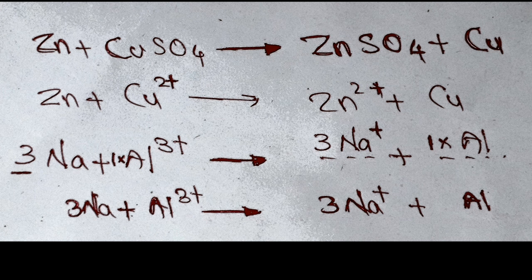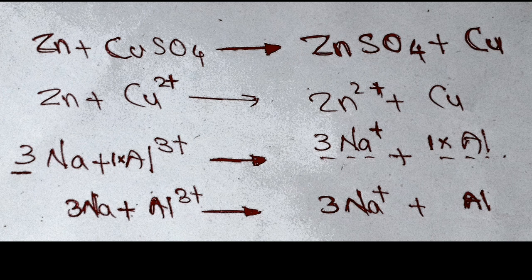See here some examples of displacement reaction. Zinc plus copper sulfate forms zinc sulfate plus copper. We can write its ionic equation. Zinc plus, in copper sulfate, Cu2+ and SO4 2-. Zinc plus Cu2+ gives, in zinc sulfate, Zn2+ and SO4 2-. So the ionic equation for zinc plus copper sulfate giving zinc sulfate and copper: Zn plus Cu2+ gives Zn2+ plus Cu.